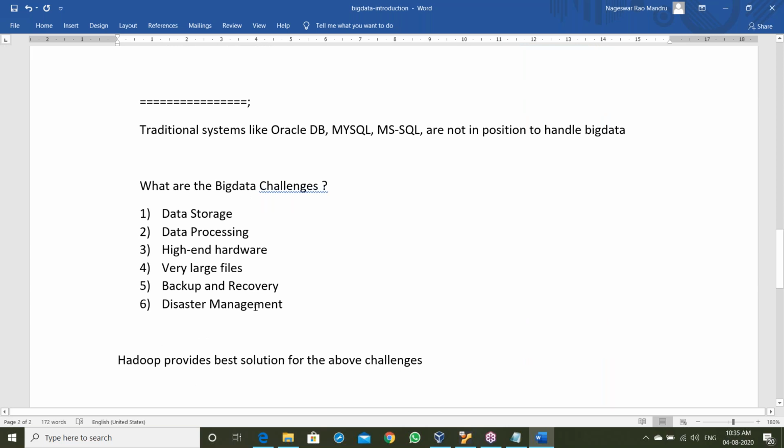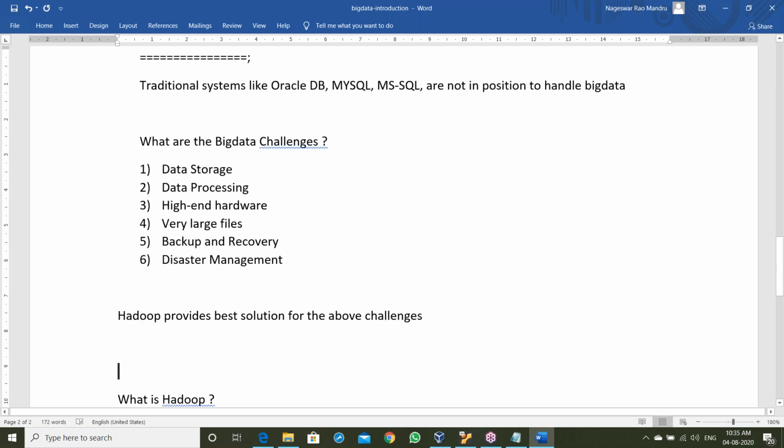Of course, I'm repeating the same topic 2 to 3 times. Yes, I'll be repeating. Not only every day, topics will be repeated and explained again. Don't worry. So Hadoop provides the best solution for all the above challenges.